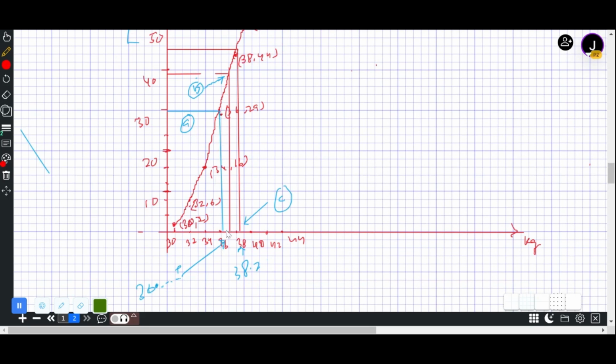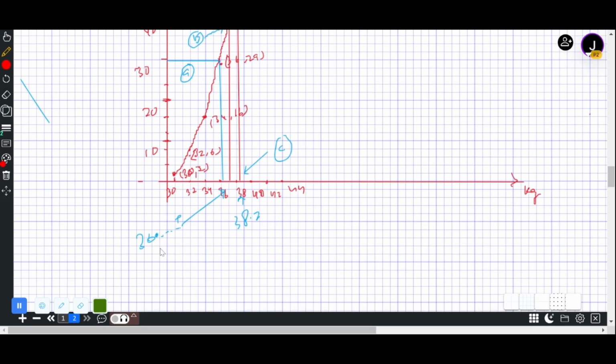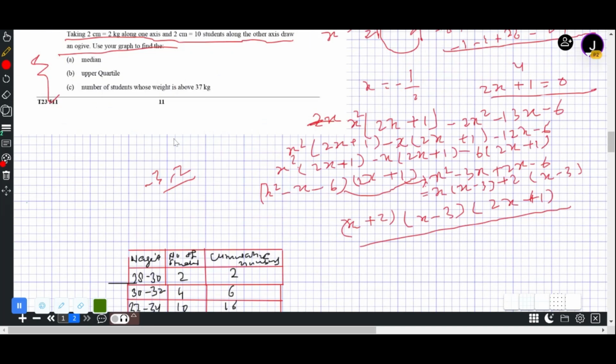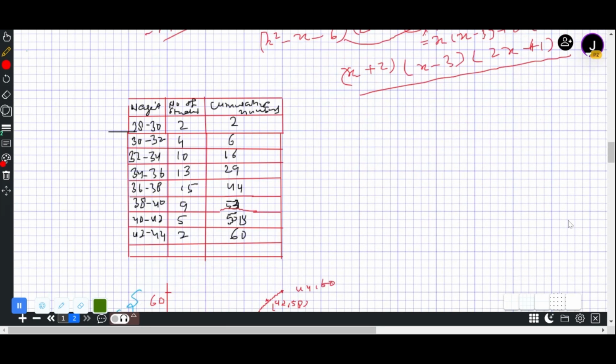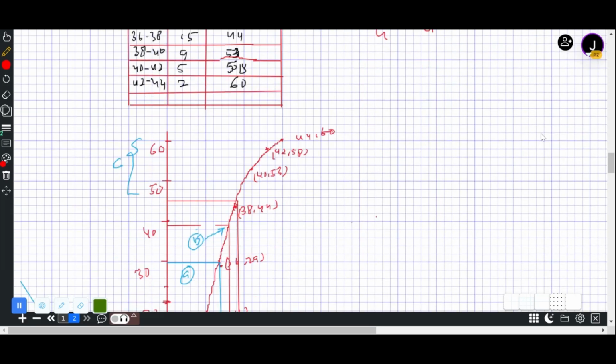So the second question is upper quartile. What is the total number? N is equal to 60. What is the upper quartile? That will be 3n by 4, that is 3 by 4 into 60, which is 45. So for student number 45, you will find what is the x value. At 45, you have drawn a line. This is 45. Here we get some value, and whatever that value is, that is the answer to B.